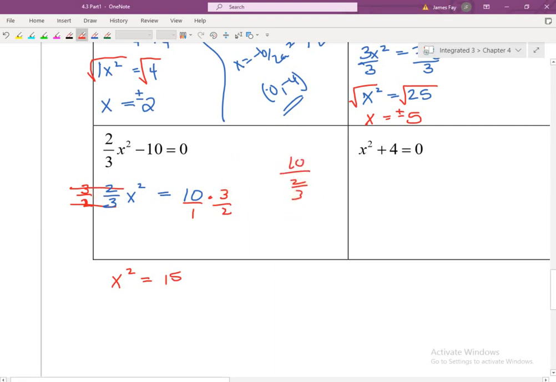And that's easier than trying to think 10 divided by 2/3. Even people that grab their calculator and type that in, potentially because they missed parentheses and that sort of thing, could get that wrong. So I think multiplying by the reciprocal is easier when it's a fraction as your a value. So now I take the square root, right?